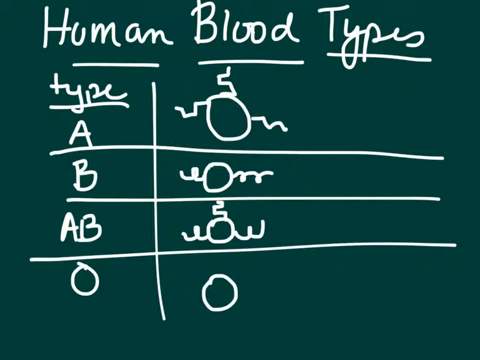So type A can take type A or O. Type B can take type B or O. But they can't take AB because they'll find the other antigen on the surface and attack it. So our AB friends totally luck out. Our O friends get to save the world. That's why they always want people who are type O. My type O friends, don't you feel like you can make a difference?